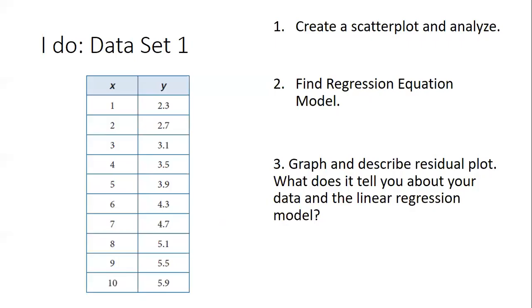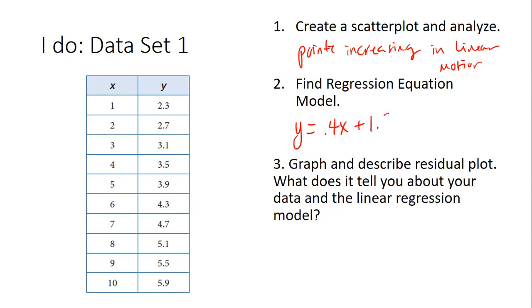All right, so we can fill in so far. We created our scatter plot. Let's describe our scatter plot. It looks like our points are doing what? Points are increasing. Okay. In a linear motion, right? Looks like it. Okay. A linear regression model. We found a regression model. So what do we get for y equals? What's the slope that it says? 0.4. And what is our y-intercept? 1.9. Okay. So we did those two parts.